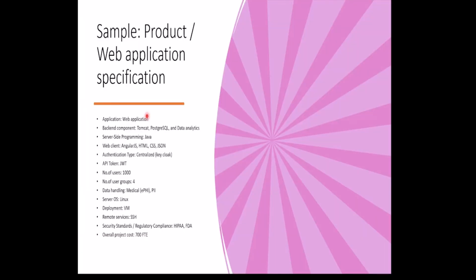Okay, here you can see a sample web application specification. Based on this specification, how we need to create the security proposals or SOW, that angle we can discuss here. If we see the specification: application type, web application. Backend components, assume that we have majorly Tomcat, Postgres and data analytics algorithms. Server side programming, assume that we are using Java. Web client programming and scripting language: AngularJS, HTML, CSS, JSON.